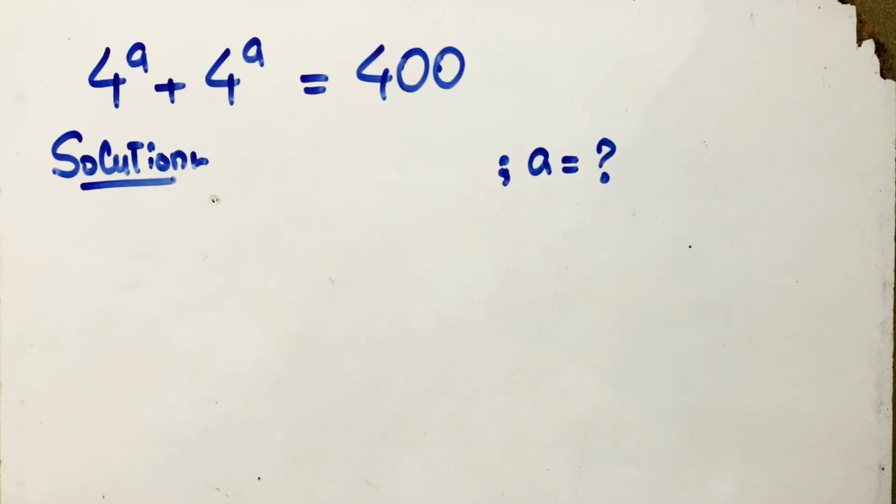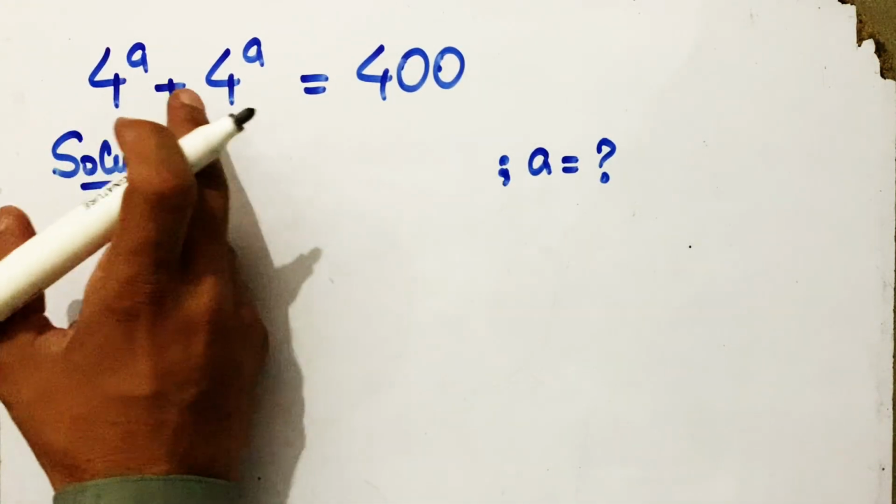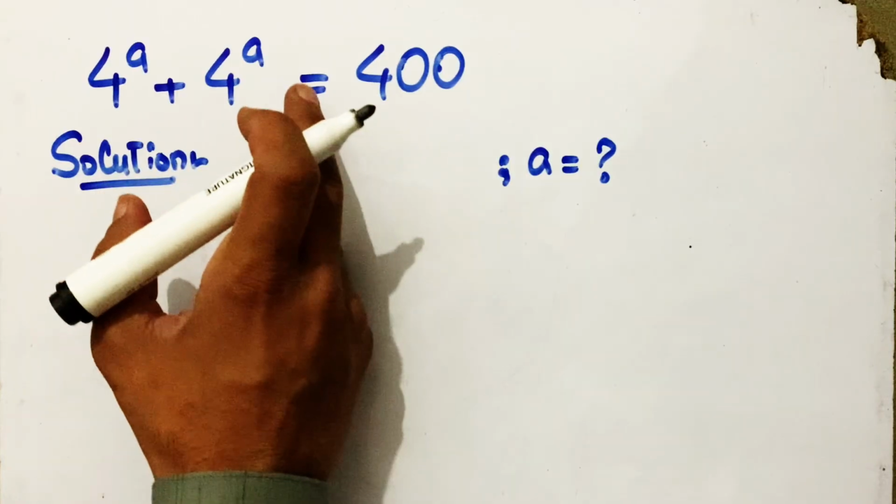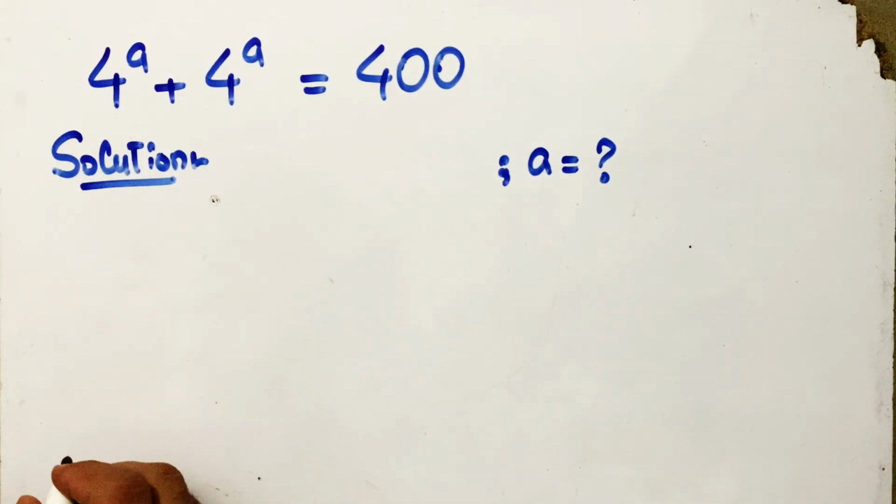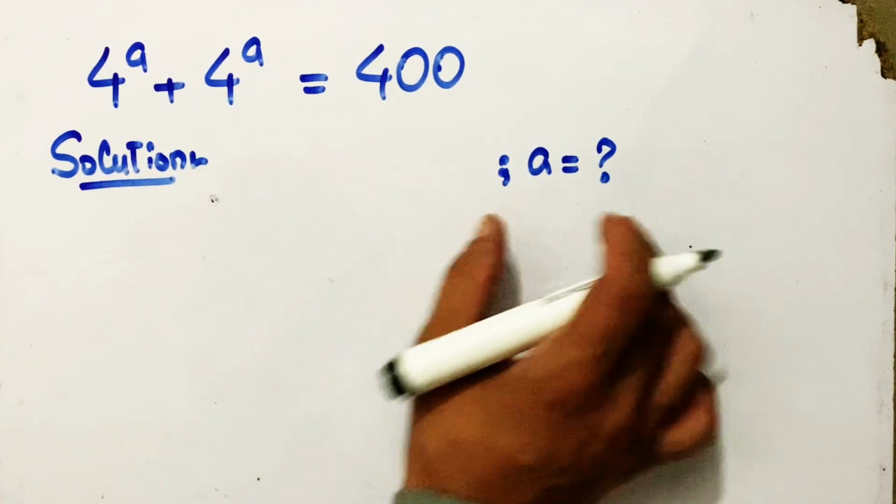Welcome to Smart Math. Today I am trying to solve this Math Olympiad problem in a very easy way. So let's find out the solution. We have 4 to the power of a plus 4 to the power of a equals 400. So let's find out the value of a here.